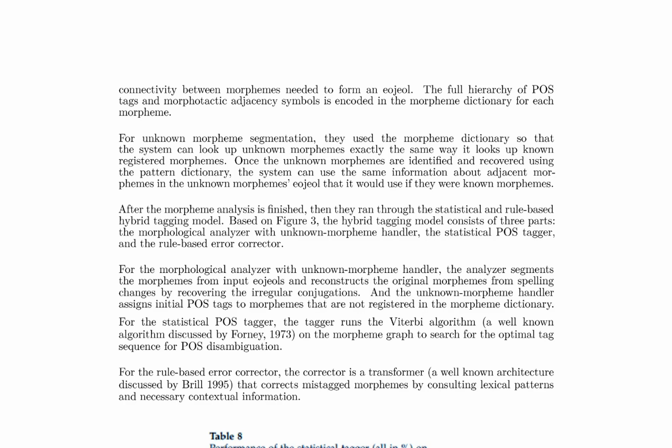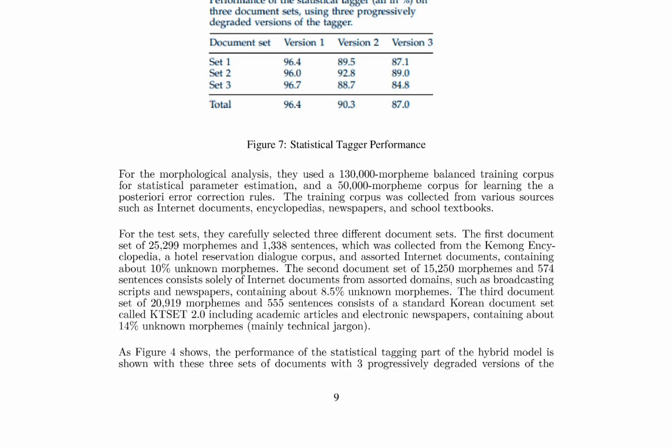The research paper discusses a hybrid tagging model for part-of-speech (POS) disambiguation in Korean, comprising a morphological analyzer with unknown morpheme handler, a statistical POS tagger, and a rule-based error corrector. The model leverages a morpheme dictionary to encode the full hierarchy of POS tags and morphotactic adjacency symbols for each morpheme, allowing for the identification and recovery of unknown morphemes. The statistical POS tagger utilizes the Viterbi algorithm to search for the optimal tag sequence, while the rule-based error corrector employs a transformer architecture to correct mistagged morphemes by consulting lexical patterns and contextual information.